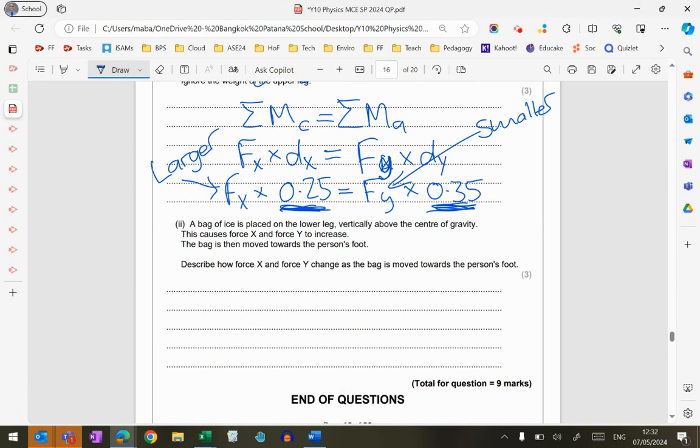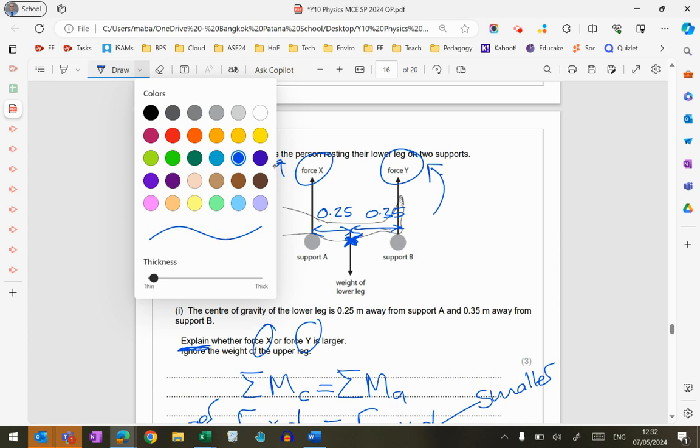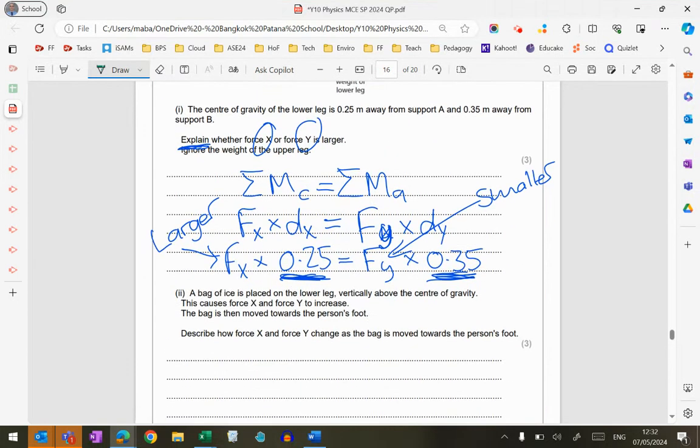So now we're going to put a bag of ice on the lower leg vertically above the center of gravity. This causes force X and force Y to increase. And then the bag is moved towards the person's foot. So it's already told you that both of these forces are going to increase. So maybe I should add to my diagram in a slightly different color, so that we can see the additions. So here's your bag of ice. When you do that, force X is going to increase and force Y is going to increase. And then you're going to move it in this direction and it asks you what happens to those two forces.